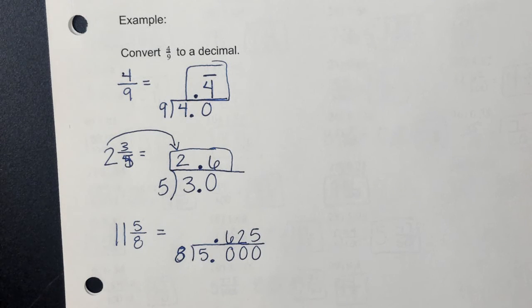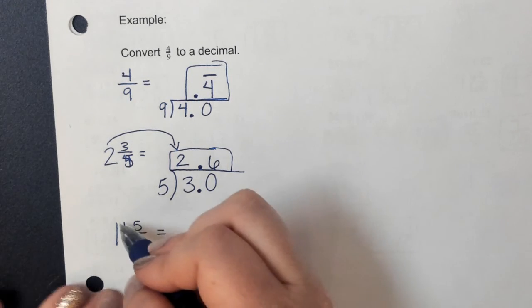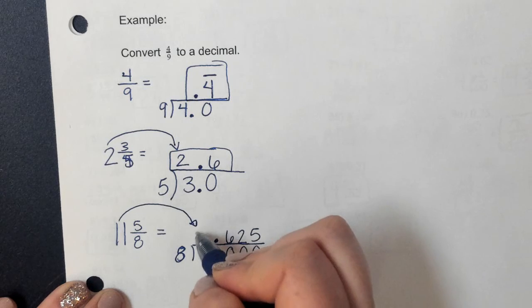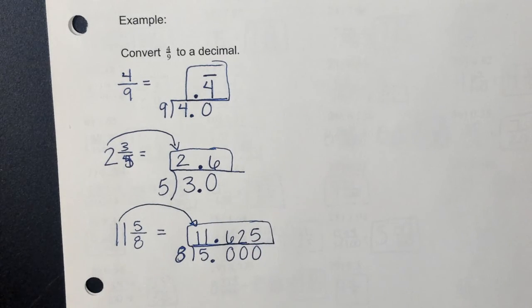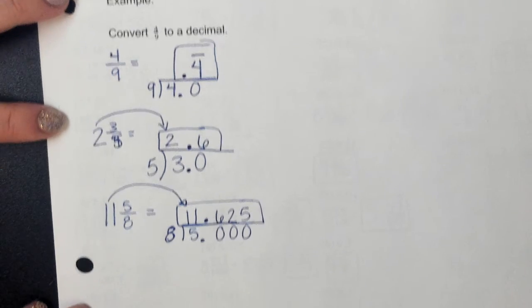Okay. Am I done? No. What am I missing, Kayla Thresher? The 11. I need to put that 11 in front. Okay. Good with that? All right, let's do 1 more.